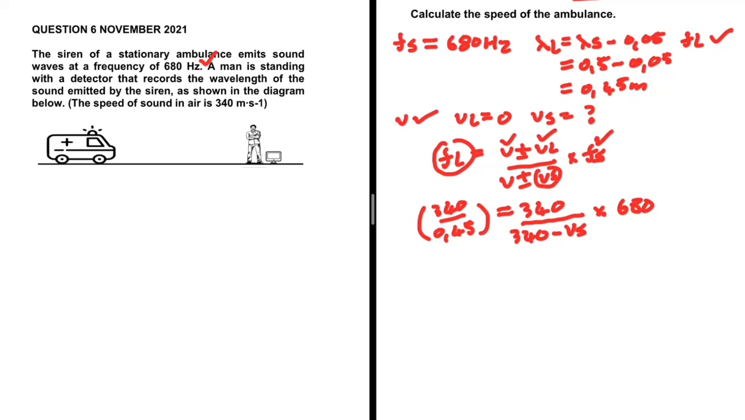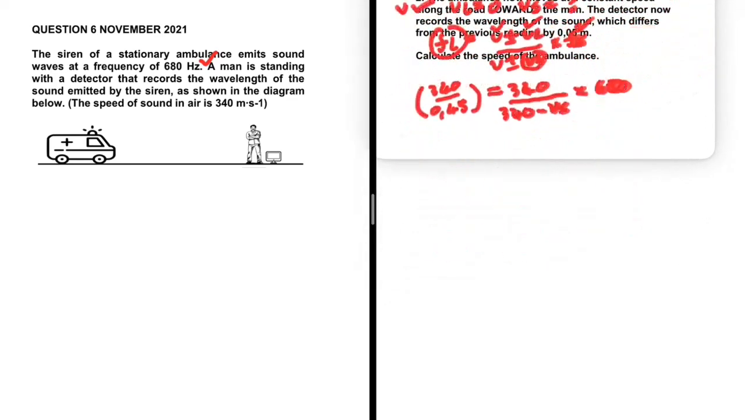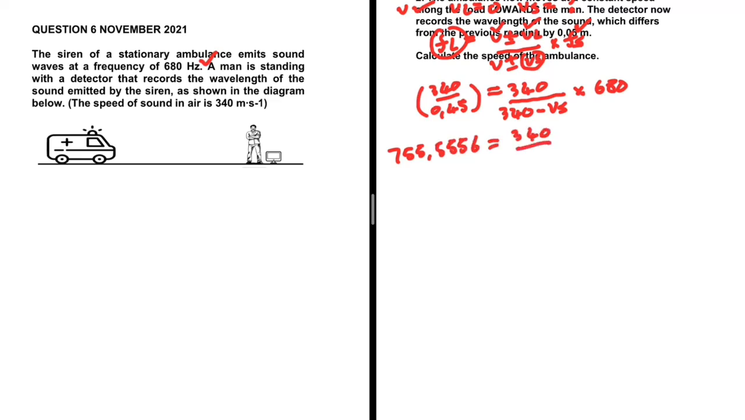So at this point, we are done with the physics. We just need to solve the math. But a lot of people still make a mistake, even if they manage to get to this point. Okay, let's just say 340 divided by 0.45. That is 755.5555. So we're going to have 755.5556 being equal to 340 divided by 340 minus Vs, multiplied by 680.